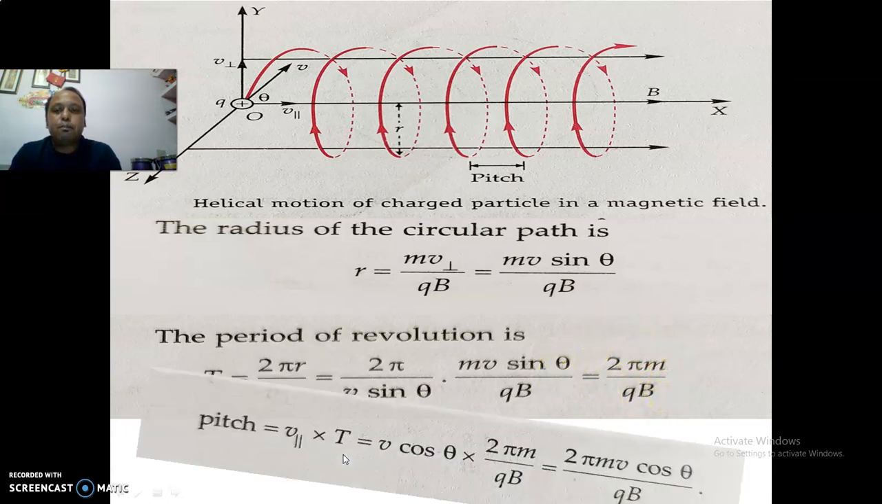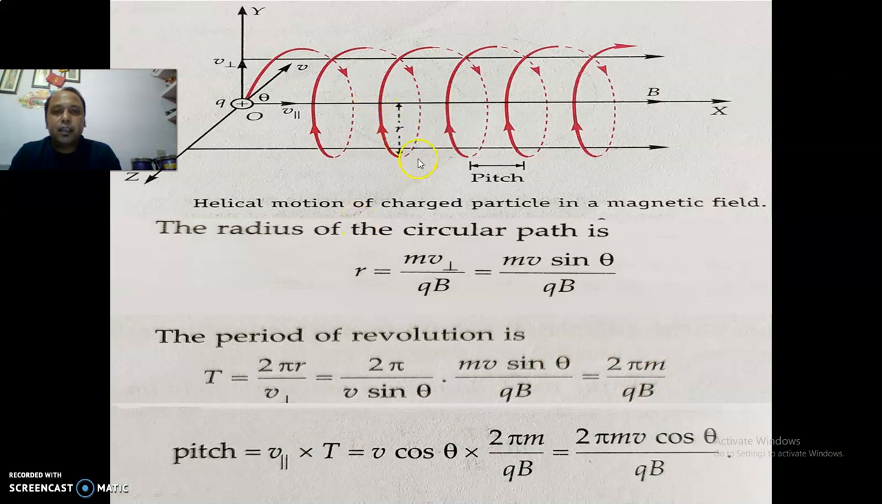Now the value of pitch can be given by the product of the distance, which is the product of the speed, that is v cos theta, into the time period. So it is given by 2 pi m v cos theta by qB. So this is the distance moved in one particular time period, that is one complete rotation. I hope that this is very clear to you.